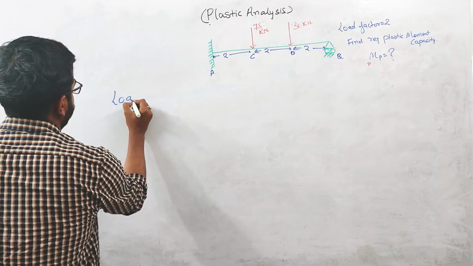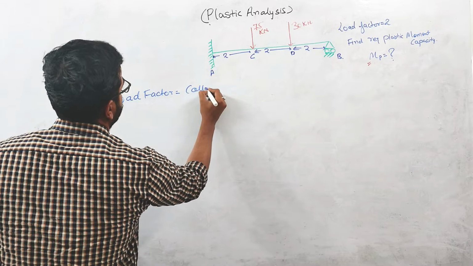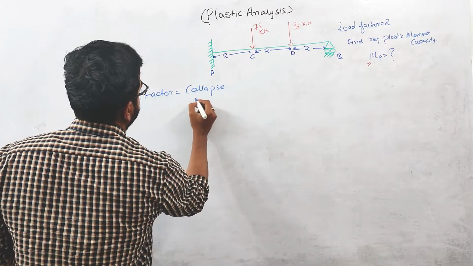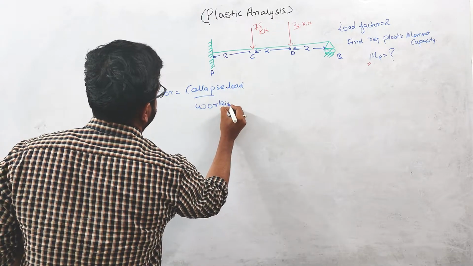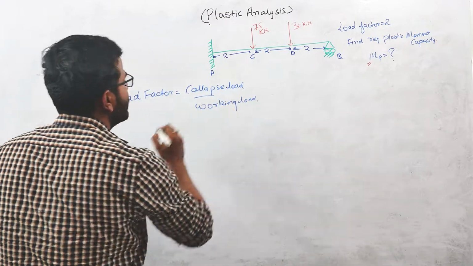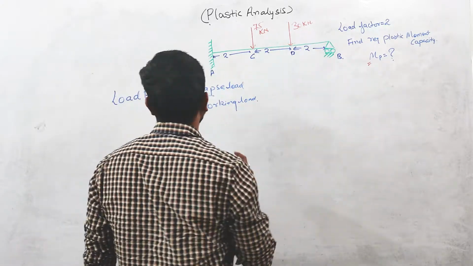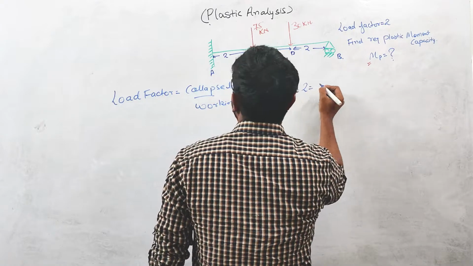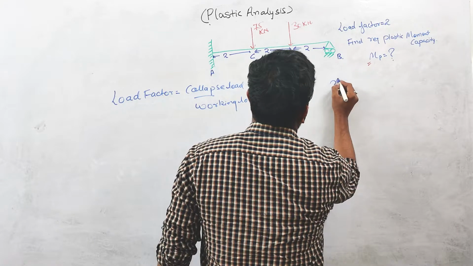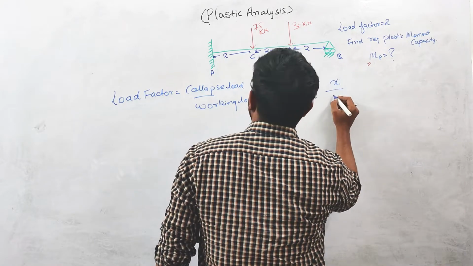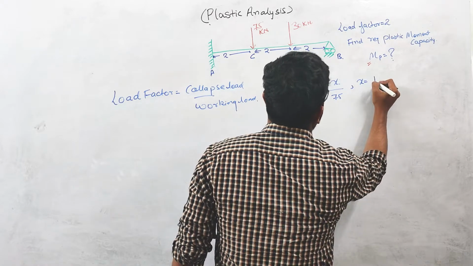Load factor is equal to collapse load over working load. As you can see, in this problem the working loads are 75 and 30 kilonewton, and the load factor is given as 2. So the collapse load, let us suppose it is X, and the working load is 75. So X equals 150 kilonewton.